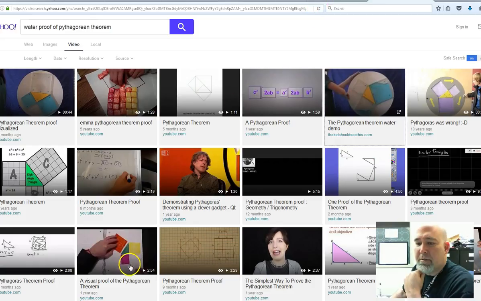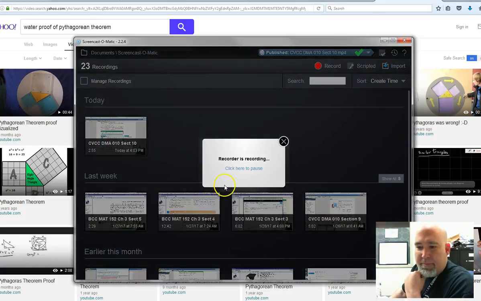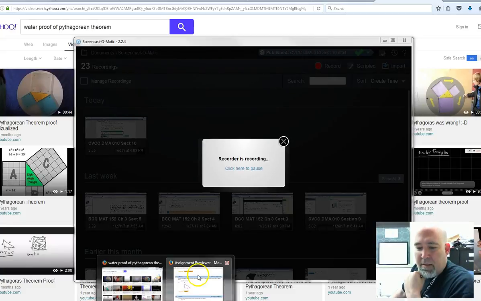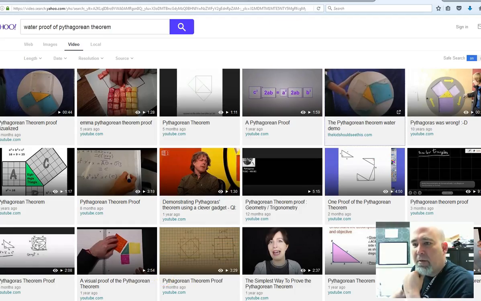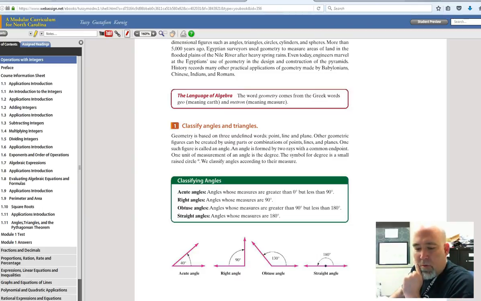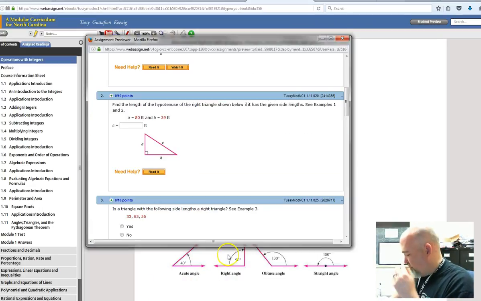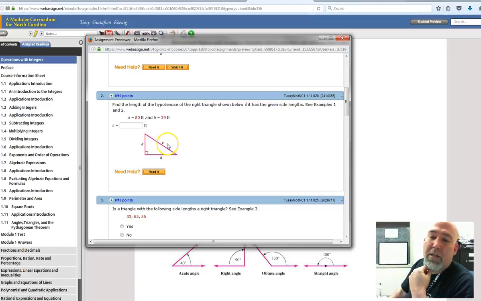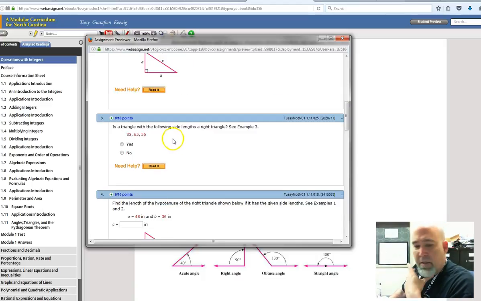But I digress. Let's look at some of the questions in this section. Just a couple. Number 2, if I know this formula, this a squared plus b squared equals c squared, I know that I need to square my 80, square my 39, and that equals c squared. But again, I'm trying to find the length of the hypotenuse, and so that means I'll have to take the square root of it. Something from the previous section.